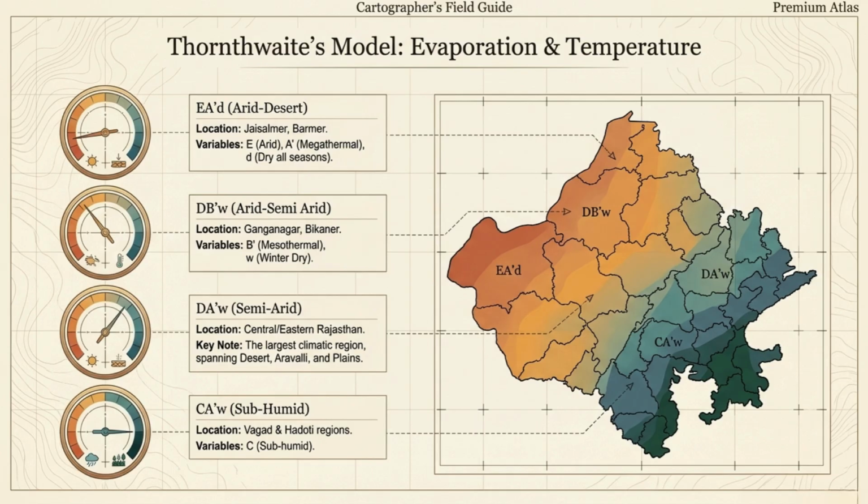Under Thornthwaite's highly precise model, Rajasthan is divided into 4 complex zones. ED designates the dry, arid megathermal desert of Jaisalmer and Barmer. DBs marks the winter dry mesothermal region of the north. DAV is the largest climatic region in the state, spanning the desert, Aravalli, and plains. Lastly, CAV represents the subhumid environments of the Vagar and Hadoti regions.